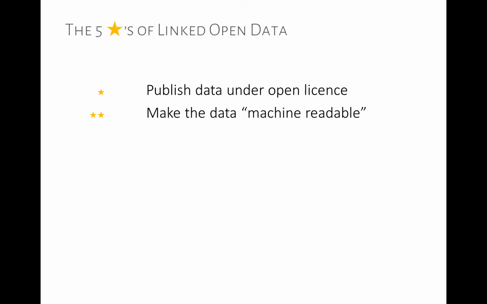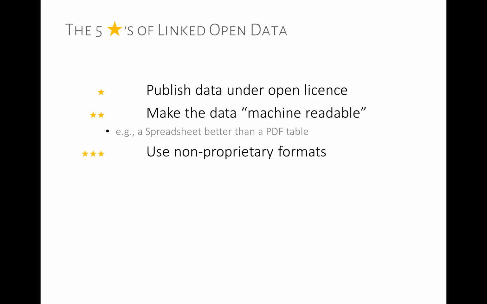Make the data machine readable. So in this case, what this means is you don't want to publish an image embedded in a PDF of a table that was hand-drawn in crayons by children. You want to have some sort of machine-readable format, some structured format like a CSV or a JSON or something, or even an Excel spreadsheet or something that a machine could read. For example, a spreadsheet would be better than an image of a table in a PDF. Use non-proprietary formats.